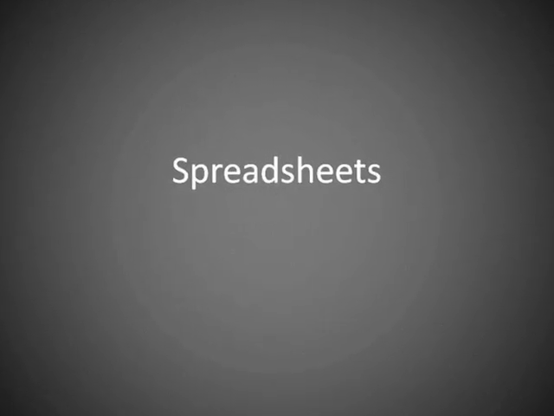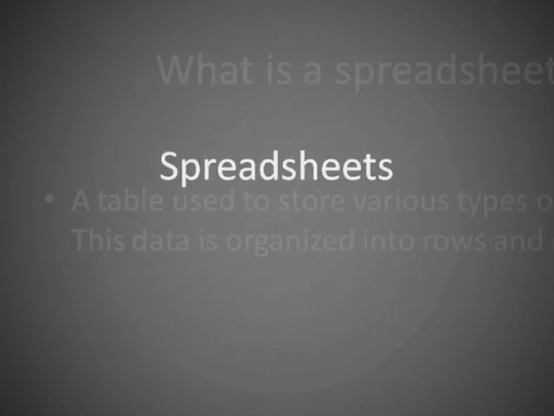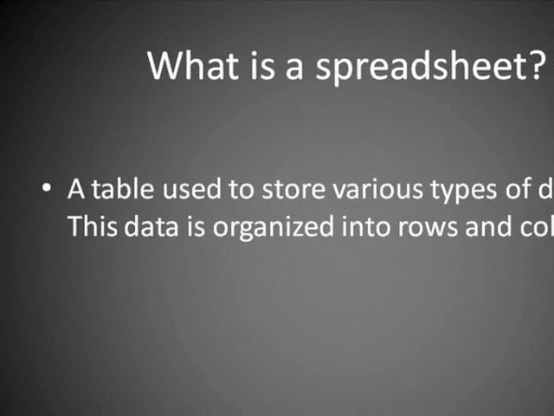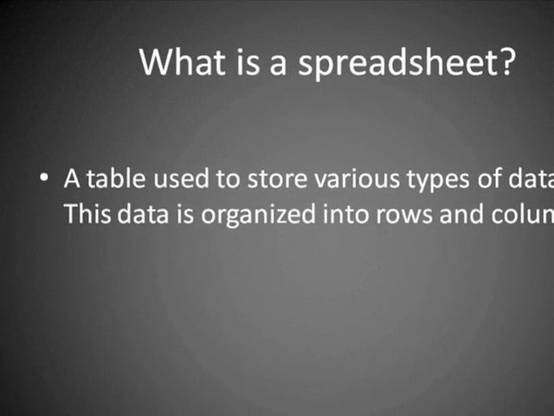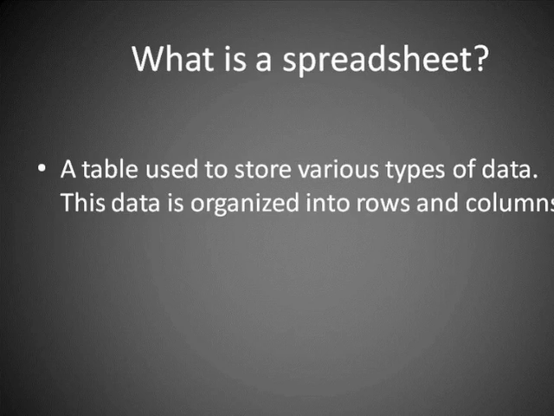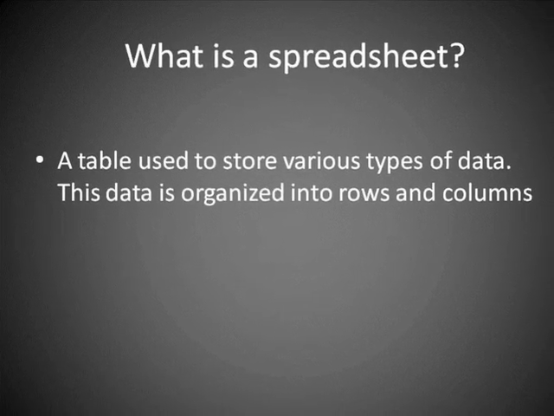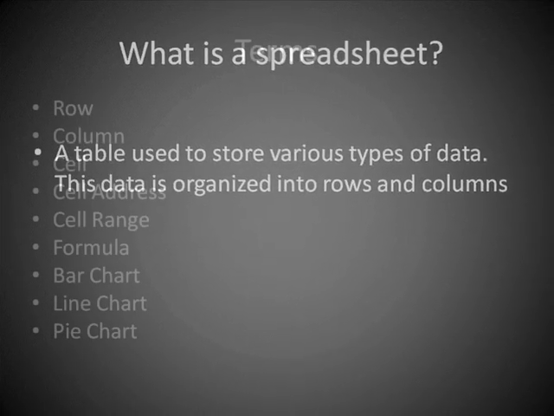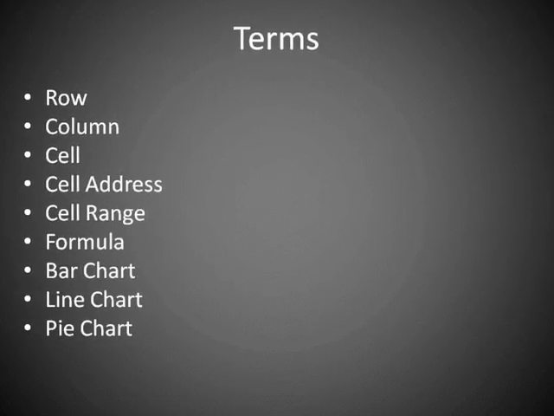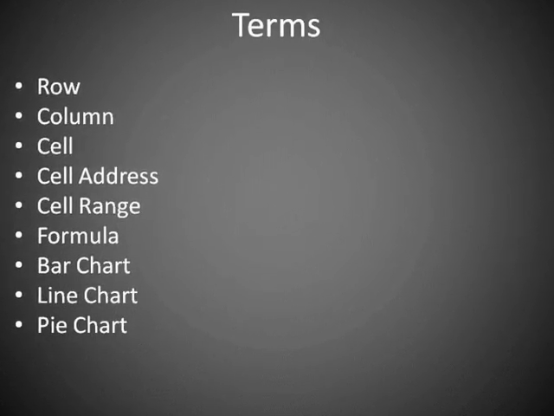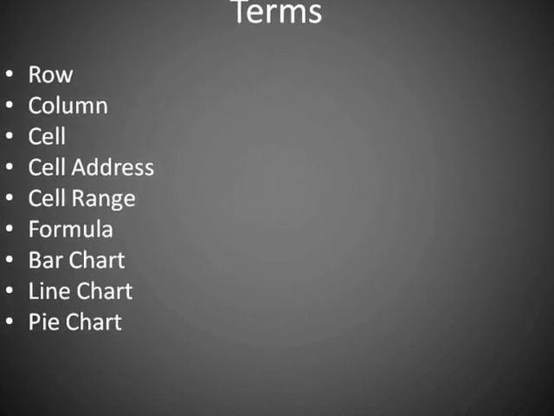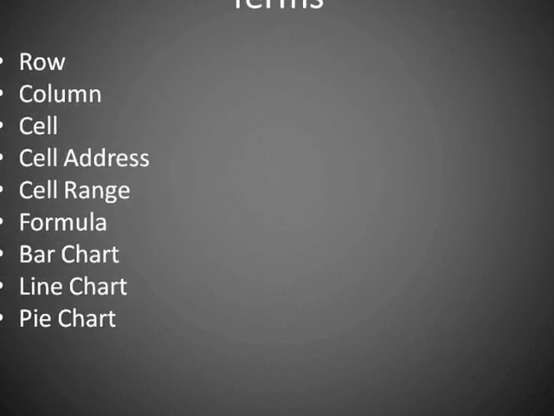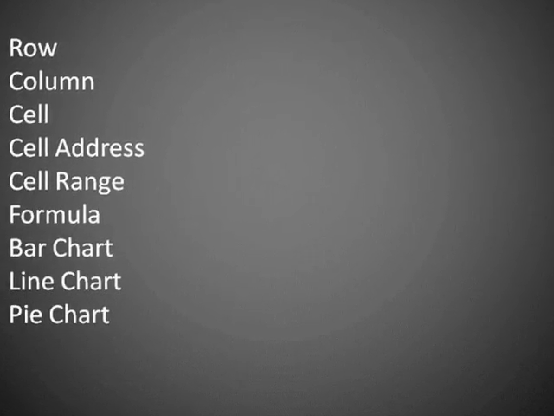This lesson today will be about spreadsheets. A spreadsheet is essentially a table used to store various types of data. This data is organized into rows and columns. During this lesson, we will cover a variety of different terms that will benefit you as you're learning spreadsheets. These terms are row, column, cell, cell address, cell range, formula, bar chart, line chart, and pie chart.